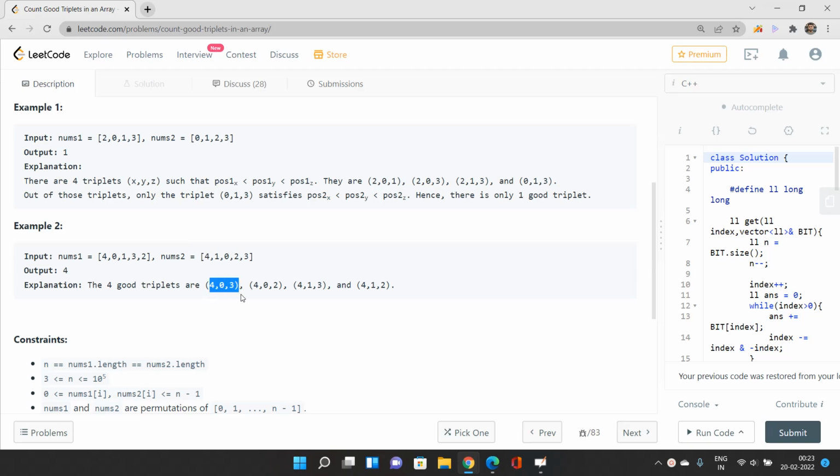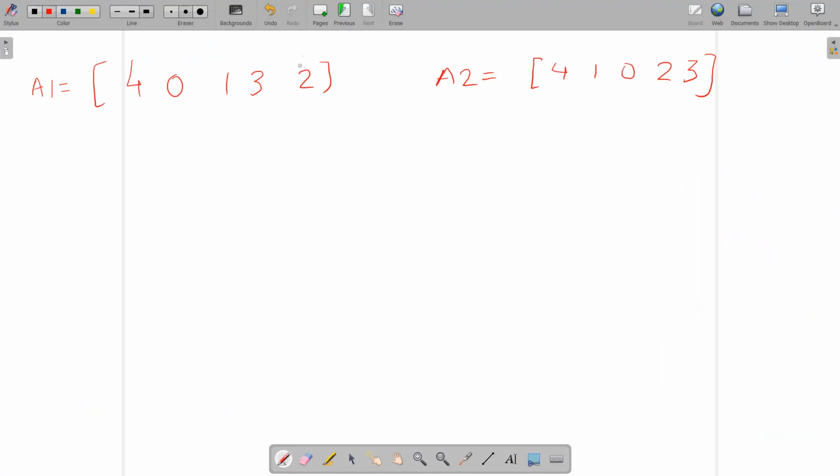Let's say we have 403. So we have the values A as 4, B as 0, C as 3. That is, we have the triplet 403. Let's check whether this is a good triplet or not.